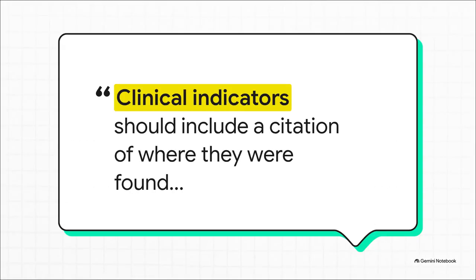And when you're pulling these indicators to build your case, the 2026 guidelines demand absolute precision. They state, clinical indicators should include a citation of where they were found within the health record. This means we cannot insert our own subjective interpretations. If the heart rate is 120, you state the heart rate is 120. You do not write tachycardia. The standard requires neutrally extracting the exact objective indicators and noting their specific locations.